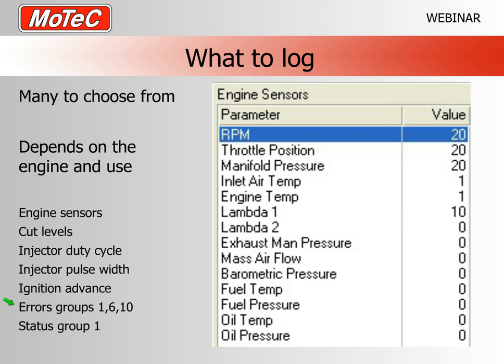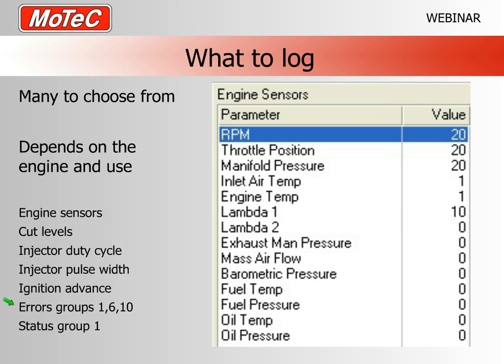All log sets should have some errors logged. This allows you to see if there's any problems happening with the engine. Now there's a multitude of errors that you can log, but the most commonly used errors to log are in groups 1, 6 and 10.